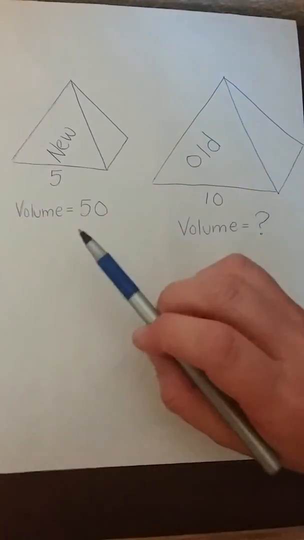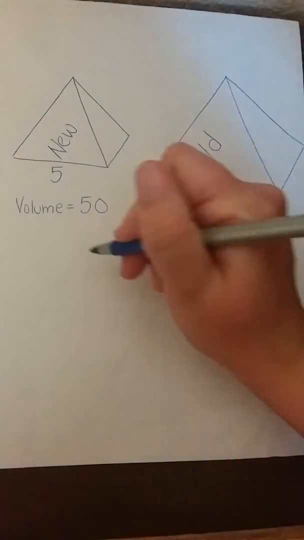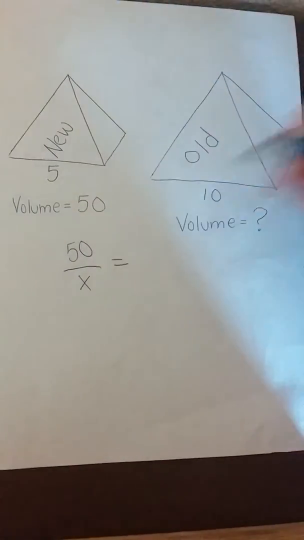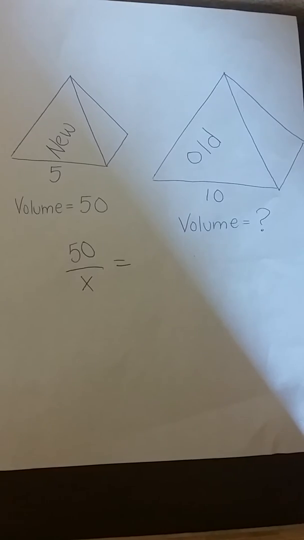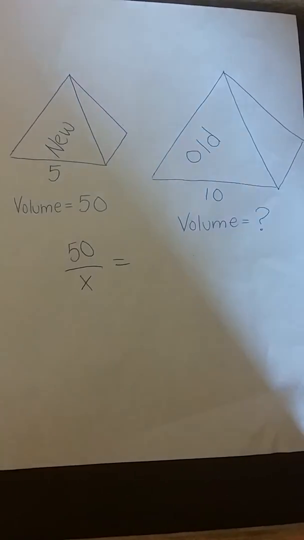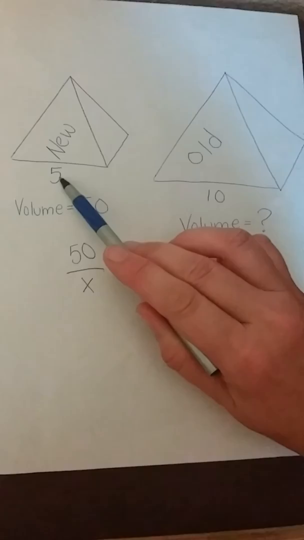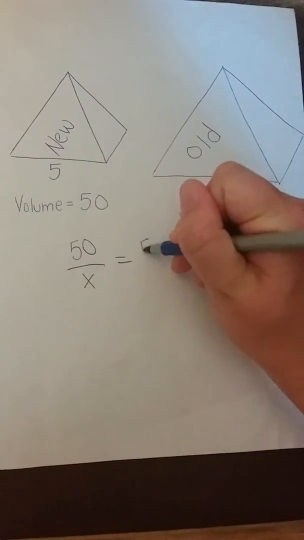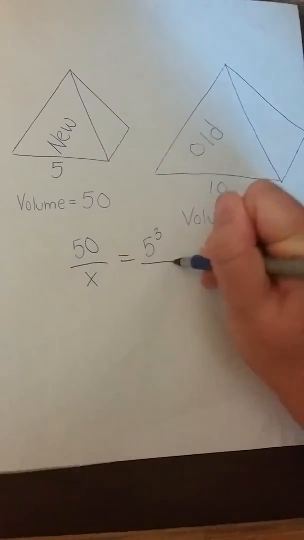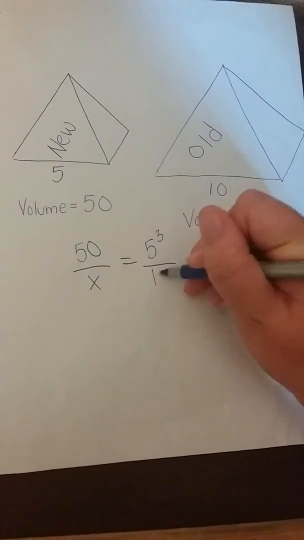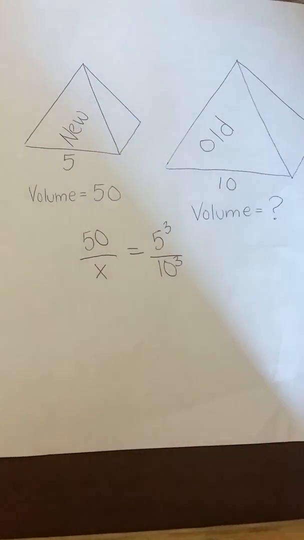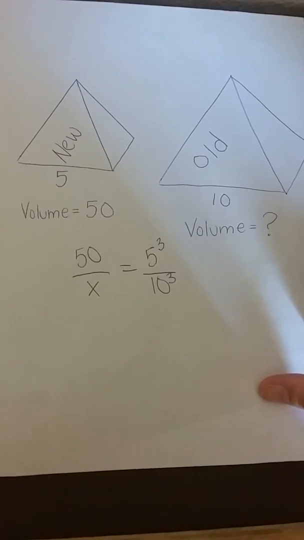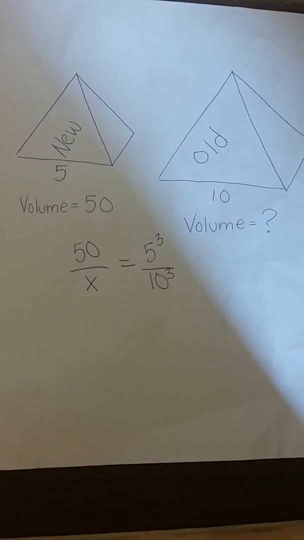So, new volume over old volume. So I have 50 over x equals new side cubed over old side cubed. So, new side, that's this. This is the side on my new shape. So that would be 5 cubed over old side cubed. So over 10 cubed. So I have to go ahead and do cubed first, because you have to do exponents before you can cross multiply.